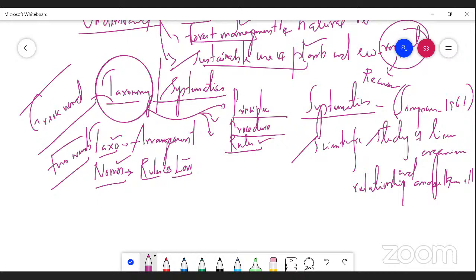So what is the definition of taxonomy? Arrangement of plants based on principles, procedures and rules. Our naming is based on principles, procedures and rules. What is systematics? The scientific study of living organisms along with the relationship among them. So taxonomy and biosystematics are similar terms but have some differences. Now I understand.